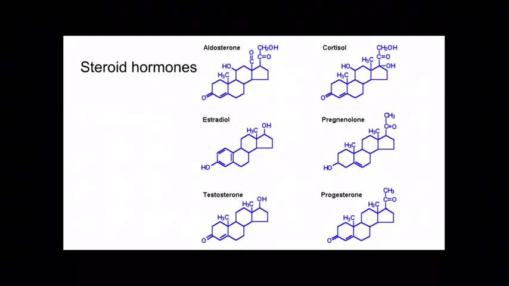So aldosterone and cortisol are two hormones that come from the adrenal glands. And those are both hormones that are in that category of stress hormones. So a lot of our adrenal hormones are steroid hormones. In other words, they're fat-soluble hormones with a steroid foundation to them.